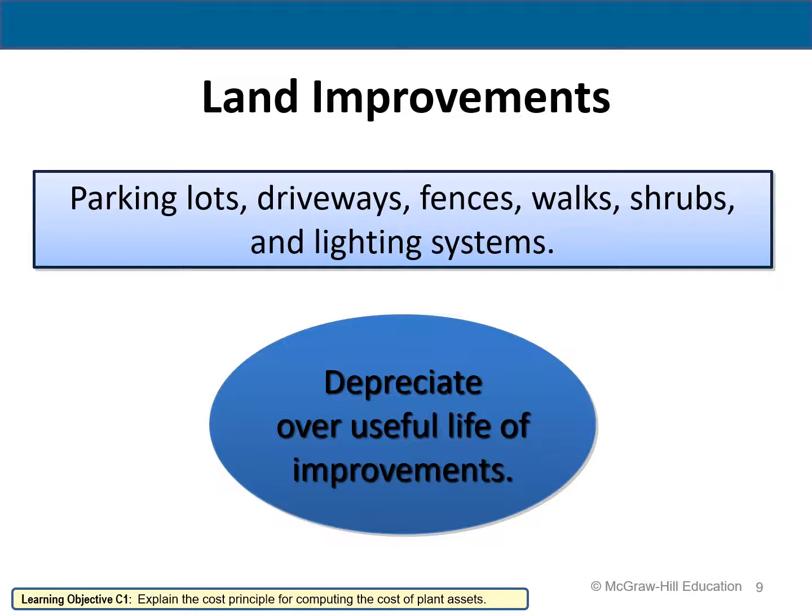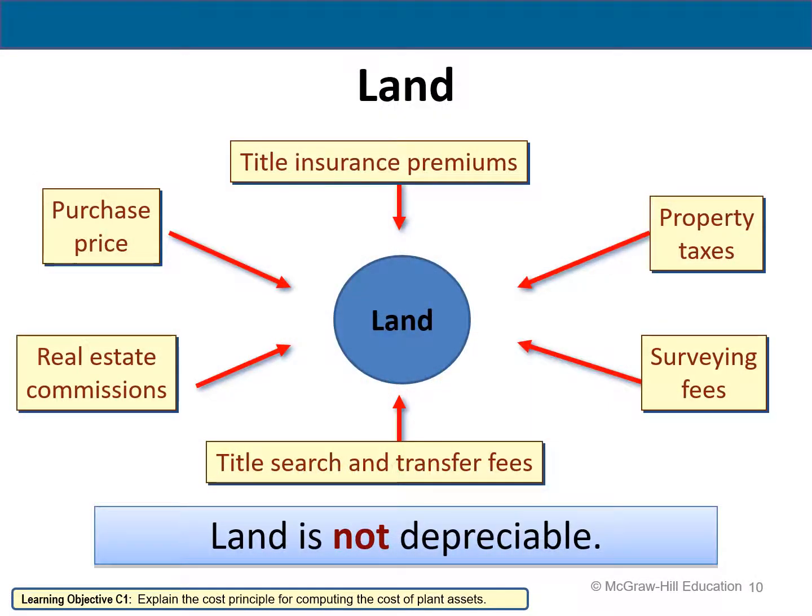And then land improvements. So land itself is not depreciated, but land improvements are. And those include things like parking lots, driveways, fences, walks, lighting systems, shrubs. And those are depreciated over the useful life of the improvements. And then land, although it's not depreciable, you still have a cost you have to record. And so that would include purchase price, real estate commissions, title fee, transfer fees, property taxes, survey fees, and title insurance premiums.